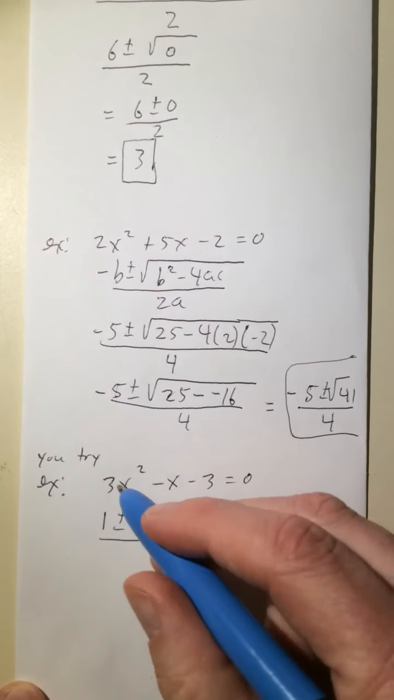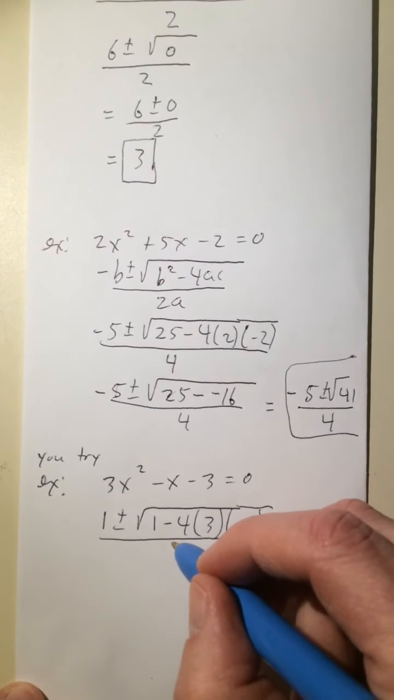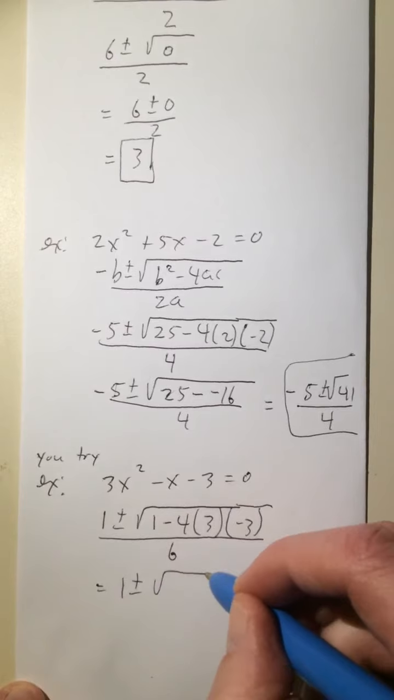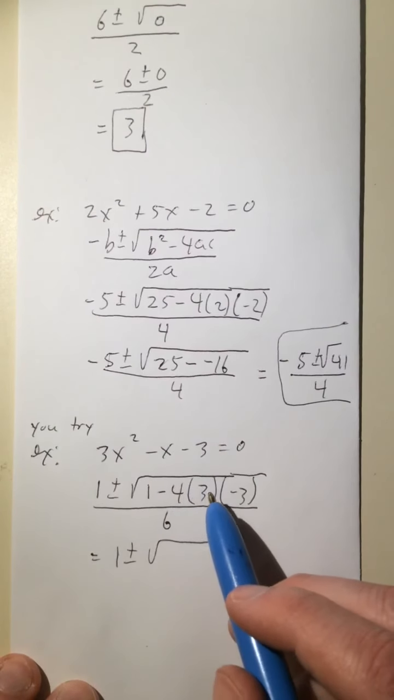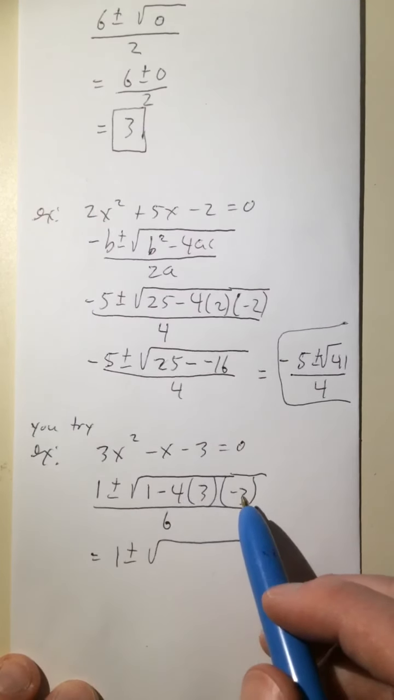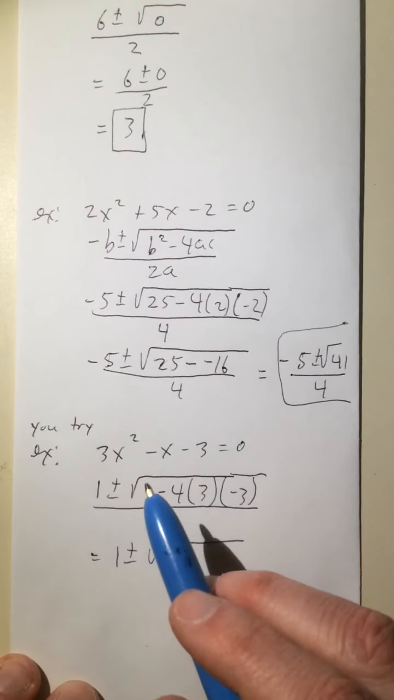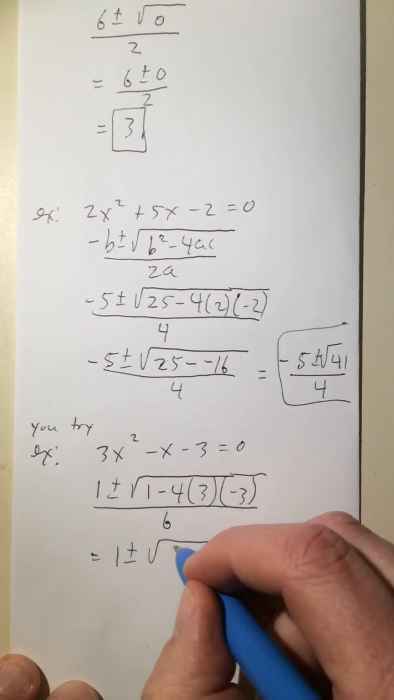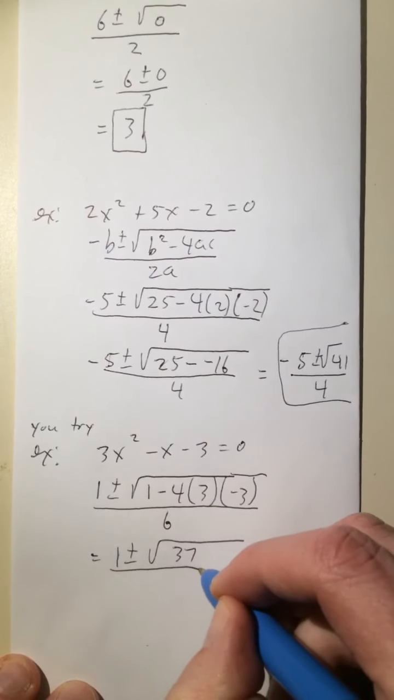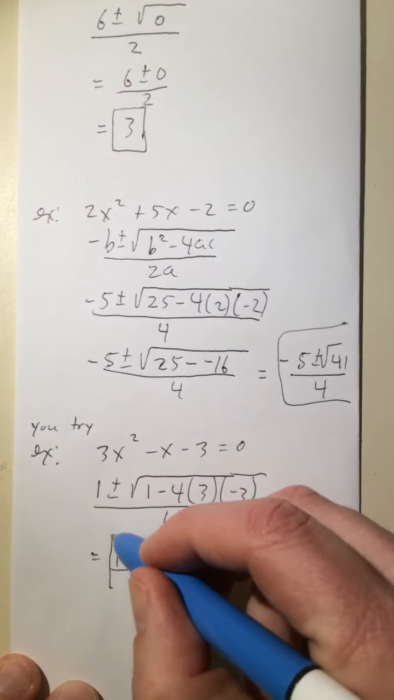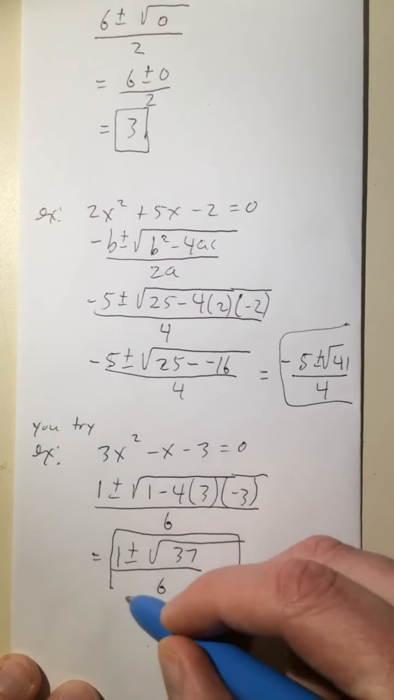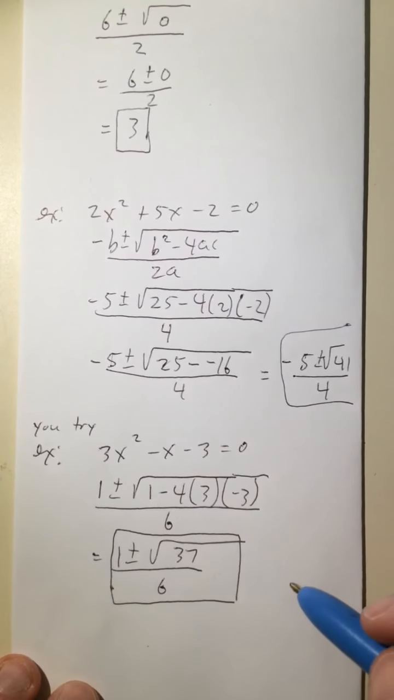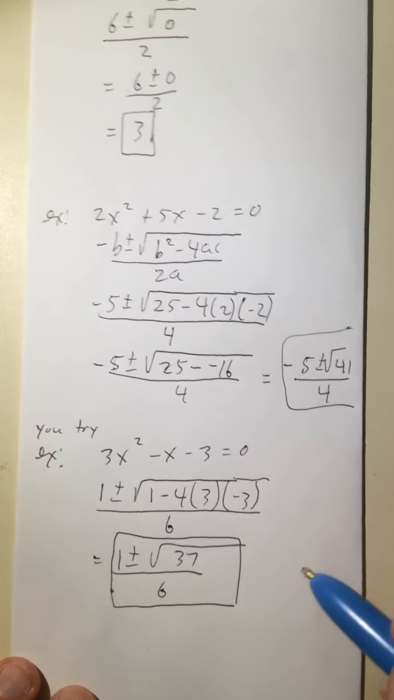All of that is over 2 times a, which is 2 times 3, which is 6. So we get 1 plus or minus the square root of, so 4 times 3 is 12, times -3 is -36, and 1 minus -36 is like 1 plus 36, or 37 over 6. And that is all we can do. 37 is a prime number, so we can't actually find any perfect squares that go into it.